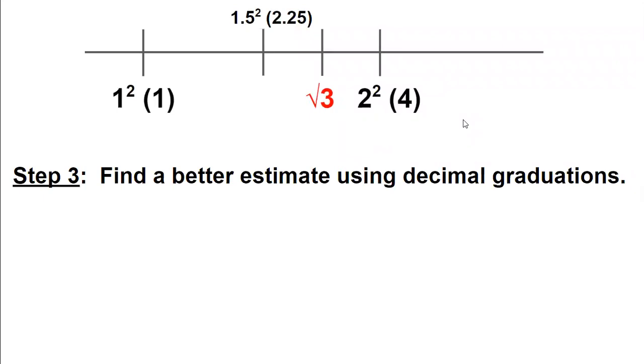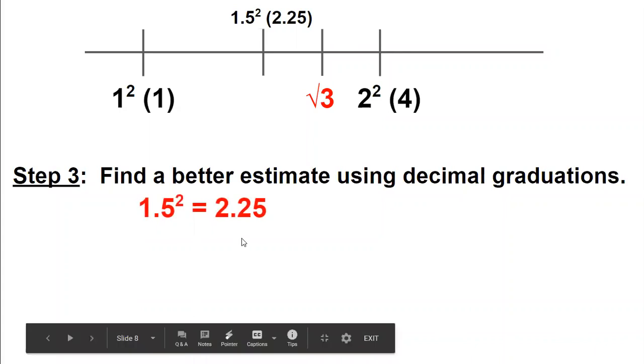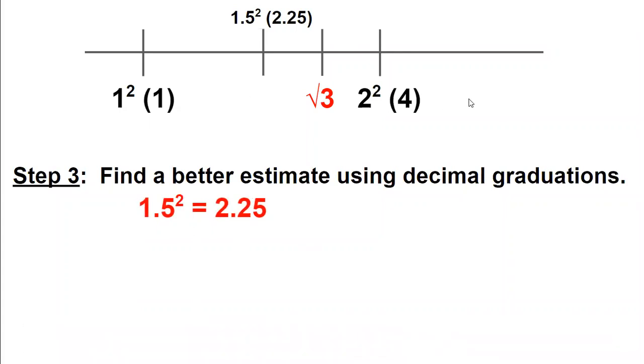So step 3 then is going to be to find a better estimate using decimal graduation. So here I used 1.5. And that gave me 2.25. That's not very close. If you think about it, 2.25 is not very close to 3. I think we can get closer than that and a better approximation. So that's what we're doing. So we're going to find a better estimate using decimal graduation. So 1.5 squared is 2.25, which is what we have up there on the number line.